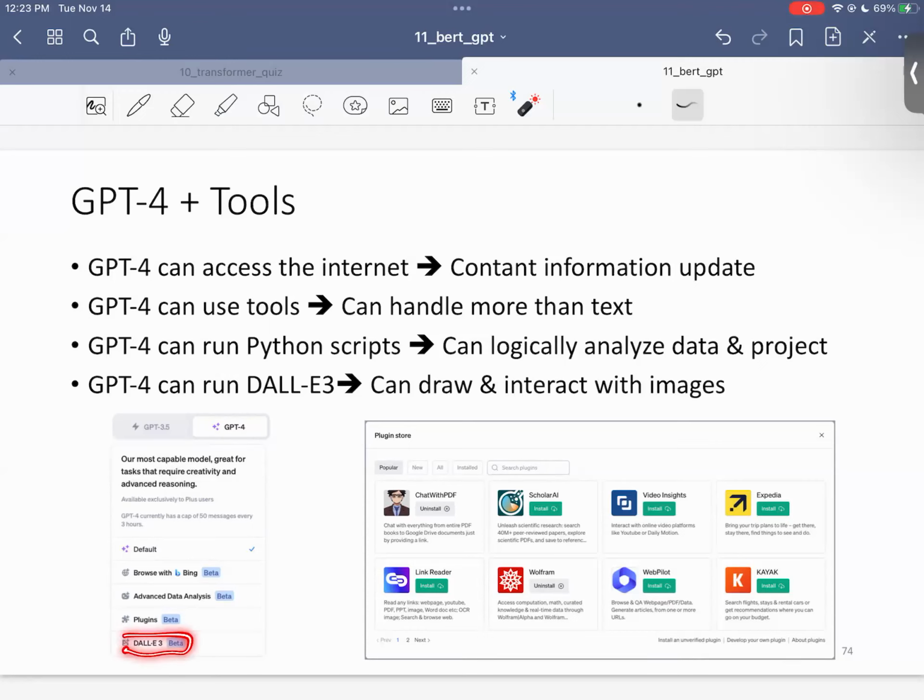And DALL-E 3 is the most recent addition. So GPT-4 can run DALL-E 3 internally. So you can ask GPT-4 to draw a picture, and then it'll draw a picture. And then if you don't like it, you can ask it to revise the picture somehow using textual input, and then it'll redraw it, and so on and so forth. You can do the cycle.